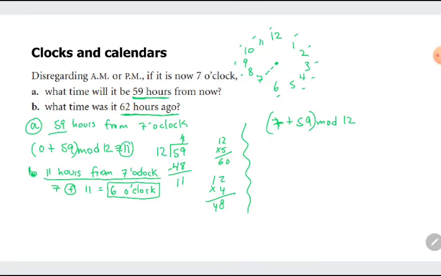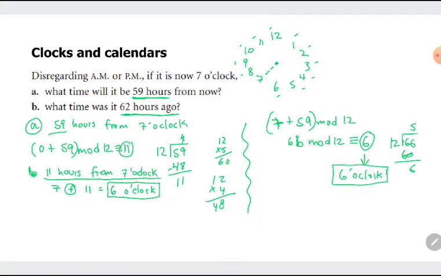59 plus 7 is 61. Am I correct? No. 59 plus 7 is 66, rather. Yes, that's correct. 66 modulo 12. So now, let's divide 66 by 12. 5 times 12 is 60. Remainder of 6. So pag ganoon, that's already your answer. The clock would point to 6 o'clock. Okay, so here your answer is 6 o'clock.